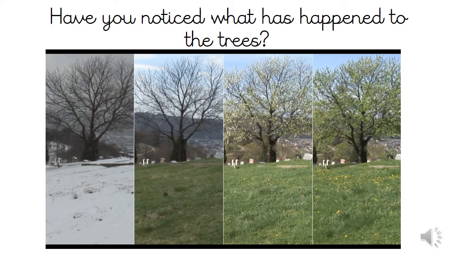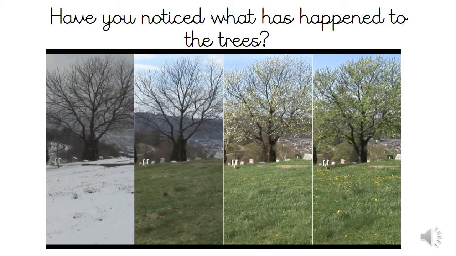So the first picture was winter. The second picture is where winter's turning into spring. The third picture is definitely spring. And the last picture, the fourth picture, is where spring is going to turn into summer. So what season are we in now?